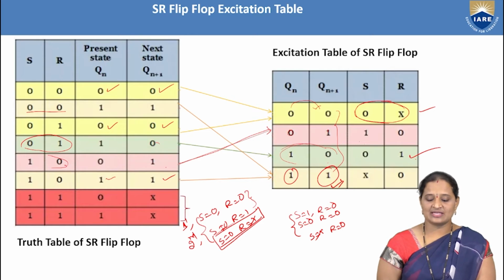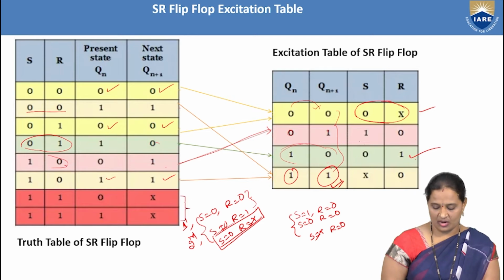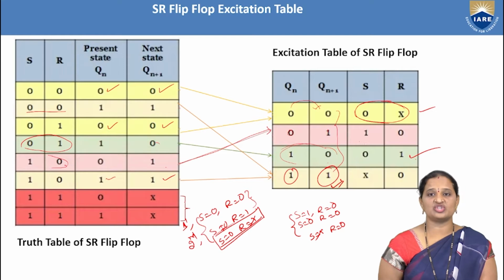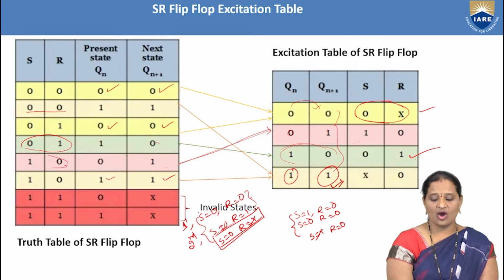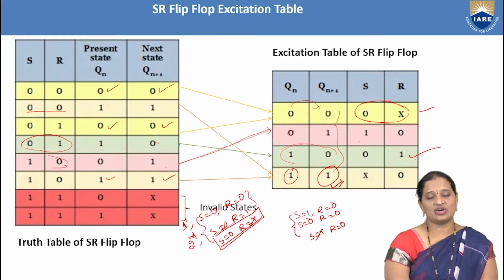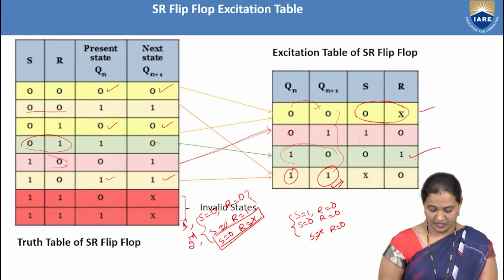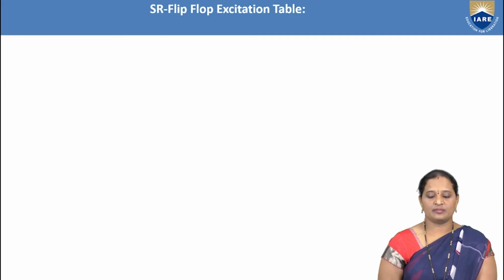So this is the SR flip-flop, and these last two columns, shown in red color, are called invalid states, or we can also call them indeterminate states, where S is equal to 1 and R is equal to 1.